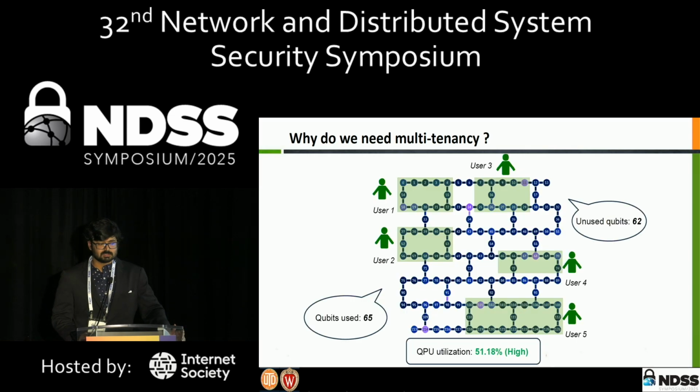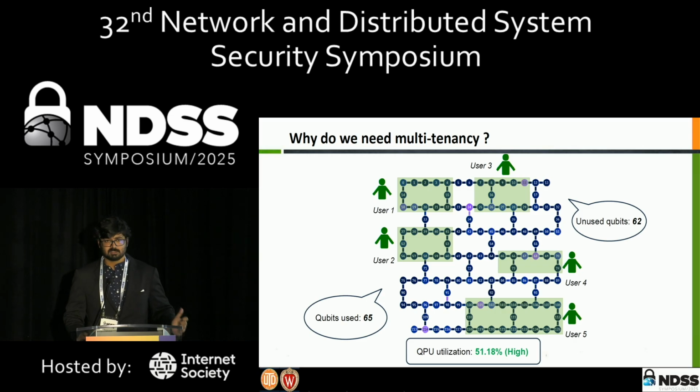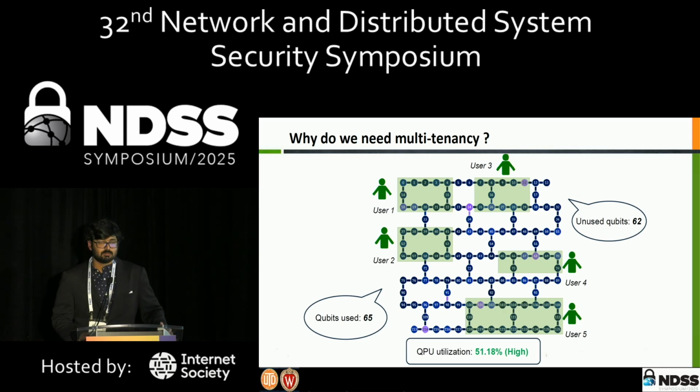To circumvent these challenges, multi-tenancy has been proposed as a solution. By multi-tenancy, we mean that multiple users are sharing the same quantum processing unit at any given time. So consider this case where 5 different users are utilizing 65 qubits among themselves. This leads to a QPU utilization of 51.18%, which is significantly higher than the previous 9.44%.